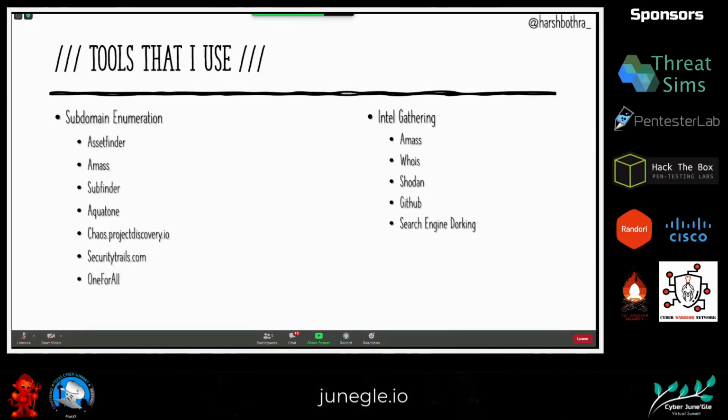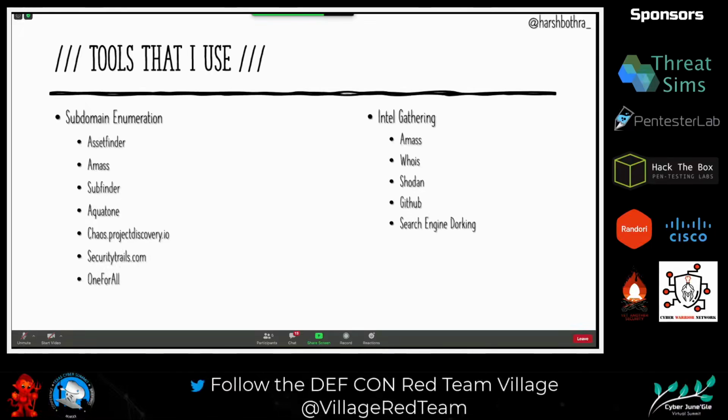Then comes intel gathering, as in what are the assets associated with the application or the domain. For example, reverse Whois, which will tell me more domains associated with the same domain owner. Then Shodan will give me a list of IPs and some public information. GitHub can also be used to enumerate subdomains and a lot of information, like exposed secrets, and search engine dorking. I specifically discarded the words Google dorking because there are other search engines like DuckDuckGo and Bing which can be used for dorking purposes.